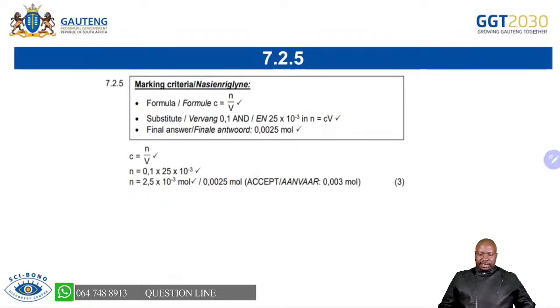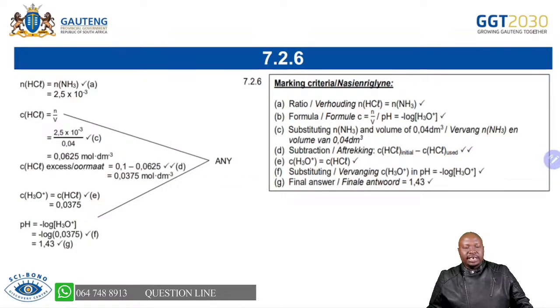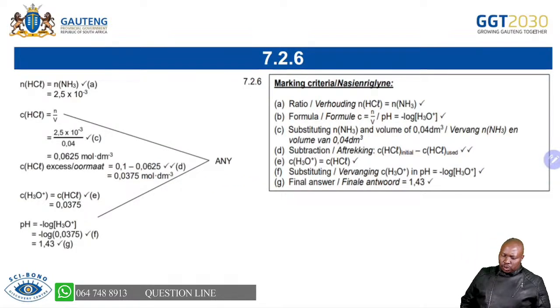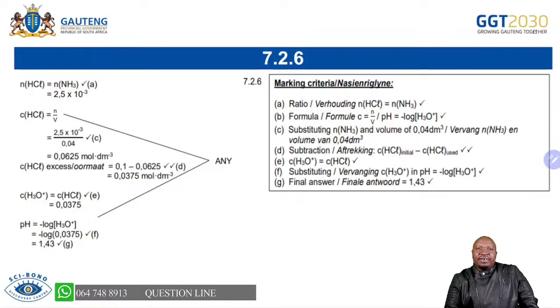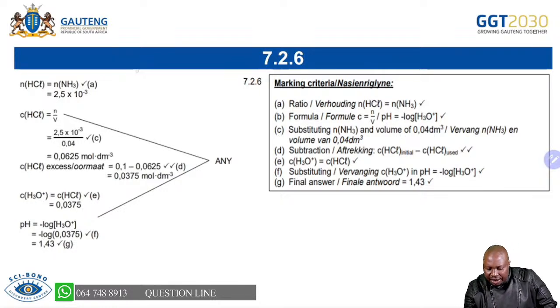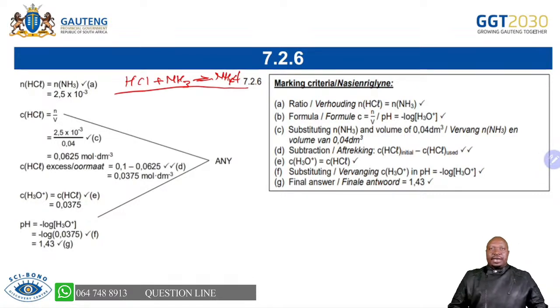And then we have done this 7.25. We agreed on everything there, that this is how you'll go about doing it. But now let's look at how you'll go about this question. Remember, the first thing that you are always looking at is the given balanced equation. We were given HCl reacting with NH3 to form NH4Cl. This is what we were given in our reaction.